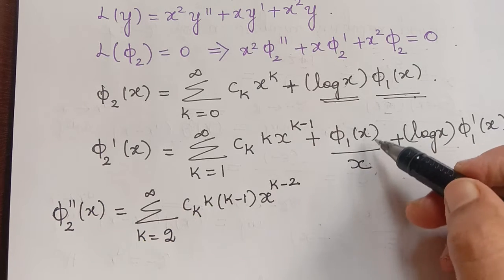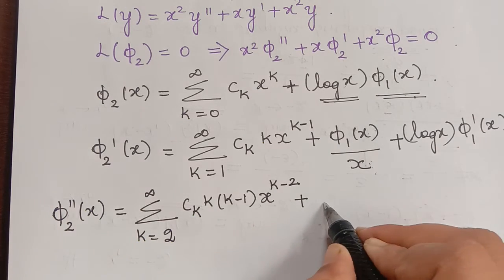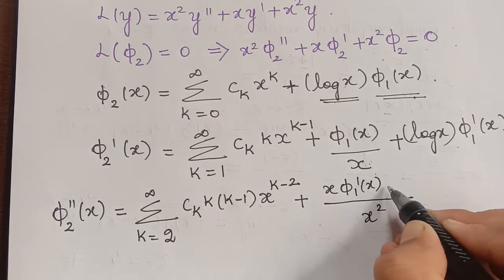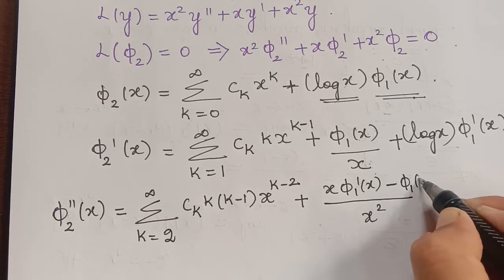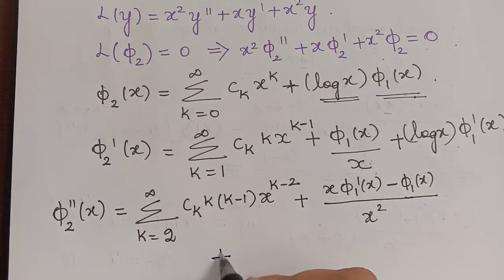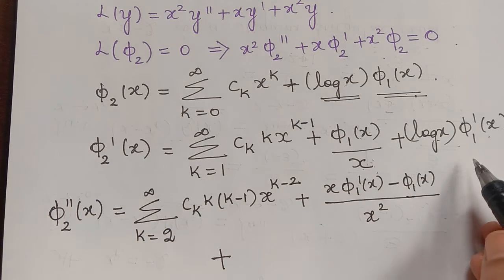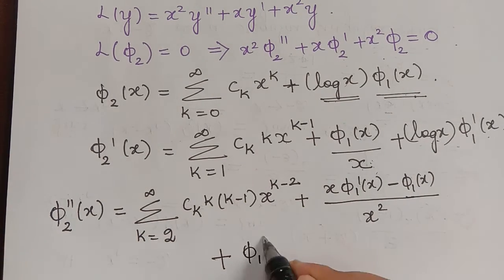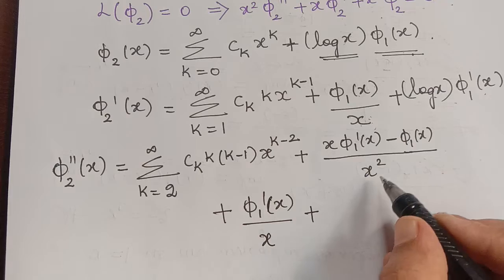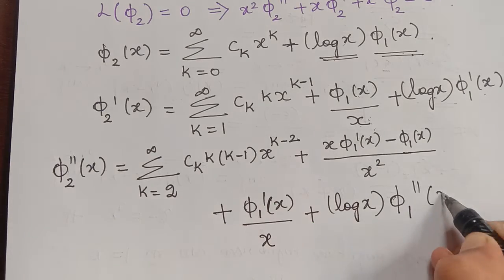Now we have to differentiate these two by using the UV method. So that will become plus, now it will be x squared, so x multiplied with phi 1 dash of x minus phi 1 of x multiplied with 1, because the differentiation of x is 1, plus, now again we have to differentiate this by using the UV method. First we have phi 1 dash of x as it is, and differentiating log x we get 1 by x, plus log x as it is, and differentiating phi 1 dash of x we get phi 1 double dash of x.